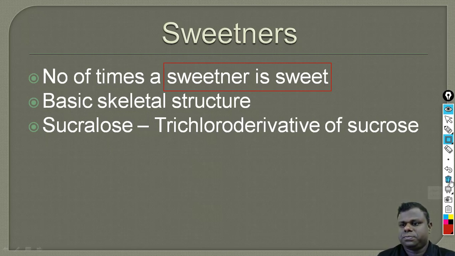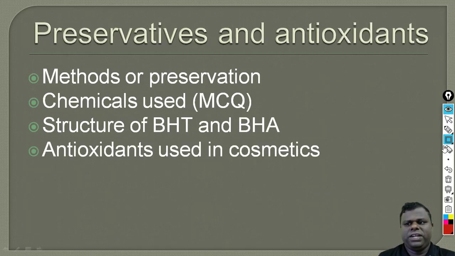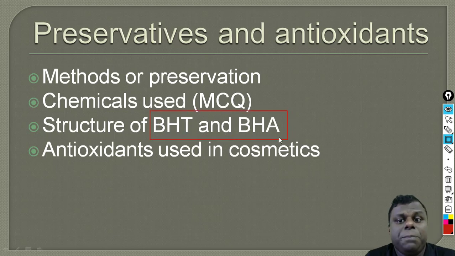And then you have preservatives, as I've already discussed. Preservative means methods of preparation, physical and chemical methods used in preservation. The structures of BHT and BHA are expected because they are purely organic structures. And antioxidants that are used in cosmetics, that is BHA, and the uses of these antioxidants. The role of antioxidants, you should be able to do. But since this chapter carries minimum weightage, most of the things should be centered around very factual questions. So at least you should not miss out these topics.